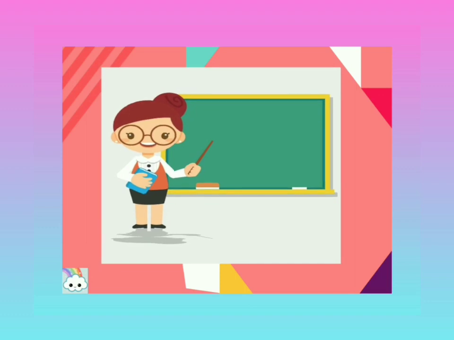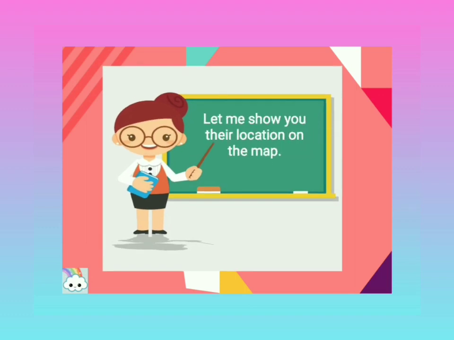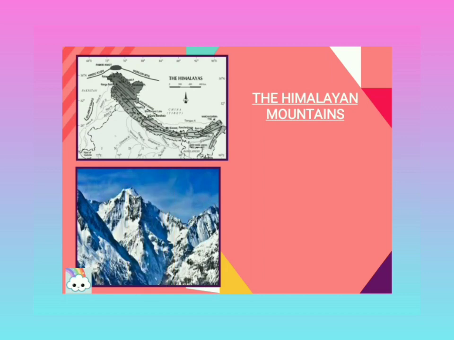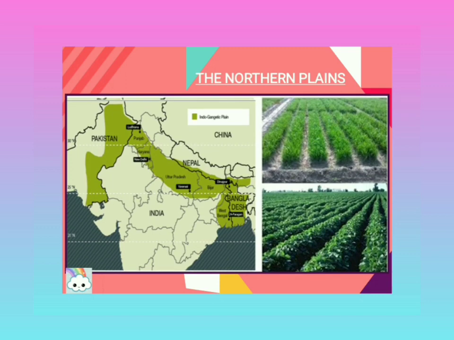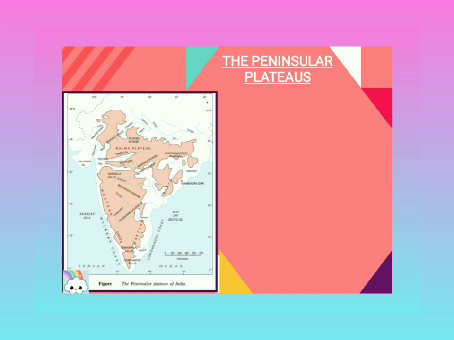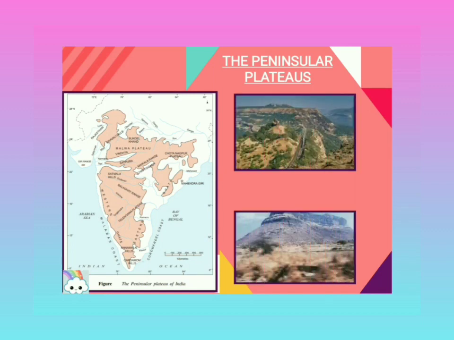Let me show you their location on the map. Here you can see the Himalayan mountains, which are located in the northernmost part of our country. Then we have the northern plains, which are located south of the Himalayan mountains. Now, this is the map showing the Peninsular Plateau. It is divided into two parts, Central Highland and Deccan Plateau. These plateaus are located south of the Narmada River.